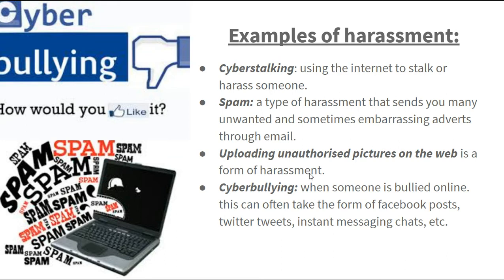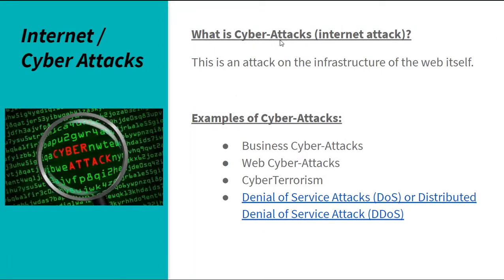Often when people break up and one person has maybe sent the person that they were dating at the time a naked picture, and this person is now cross that you've broken up, and they release that picture onto the internet as a form of revenge porn. It is illegal. Cyberbullying, when someone is bullied online, this can often take the form of Facebook posts, Twitter tweets, instant messaging chats.